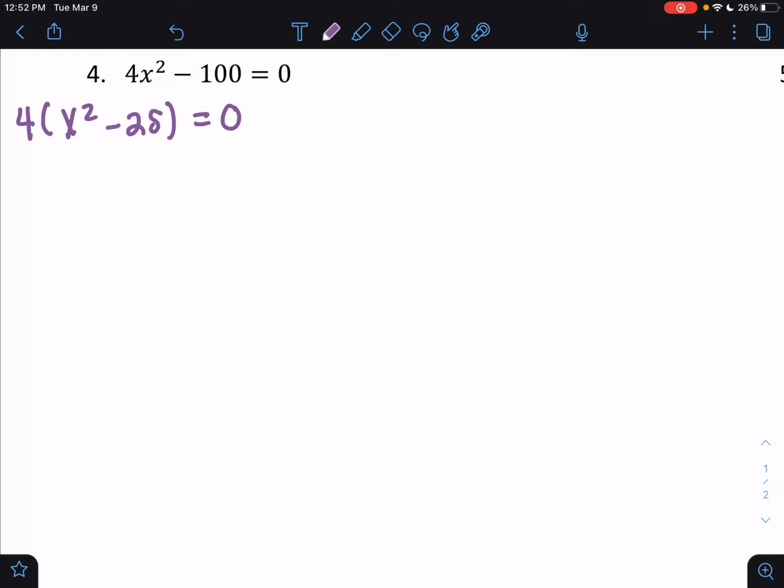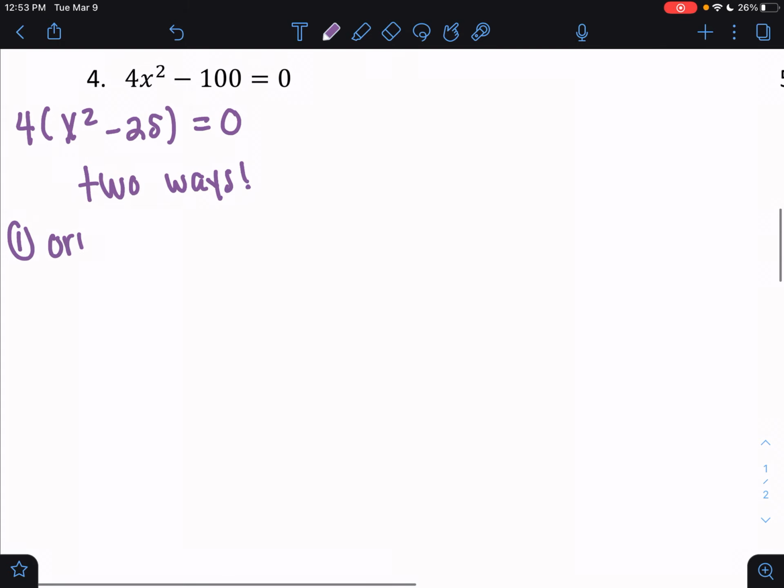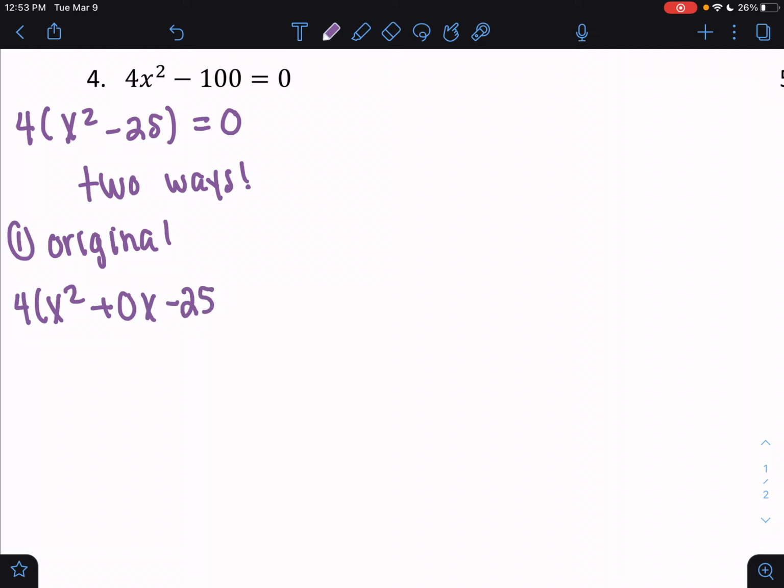Now there's actually 2 ways we can solve this. So I'm going to show you guys both ways. First is just the original way that we learned. And so that's where we're going to take that 4x squared, and if you need to, put 0x there so you remember that your b is 0, you can.